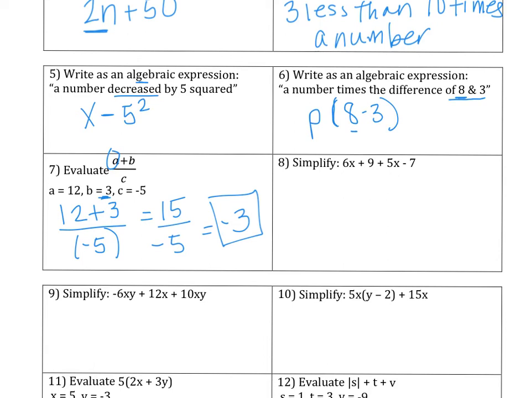Simplify. Simplify means that you're just going to combine all your like terms. So right here I see a 6x and a 5x. I have the same variable, which is x, and it's to the same power, which is 1. So I can combine those two together to get 11x. And I also have numbers here, which I can combine, and that is 9 minus 7. So that is going to give me a plus 2. So that is simplifying. I can't solve it because I don't know what x is. I can only simplify it.